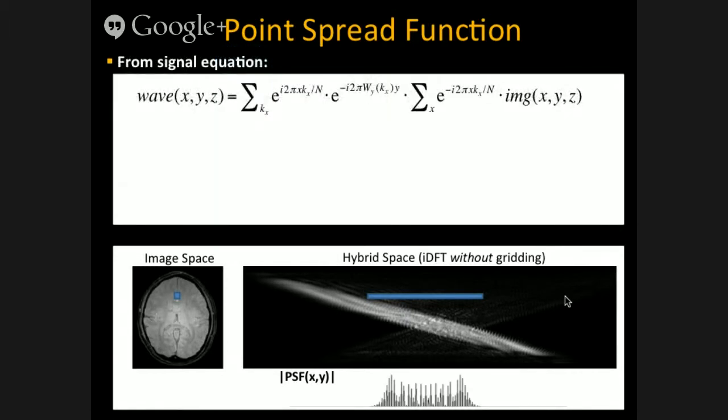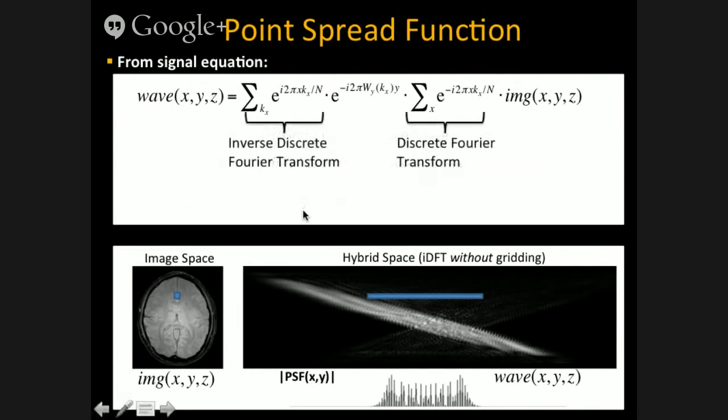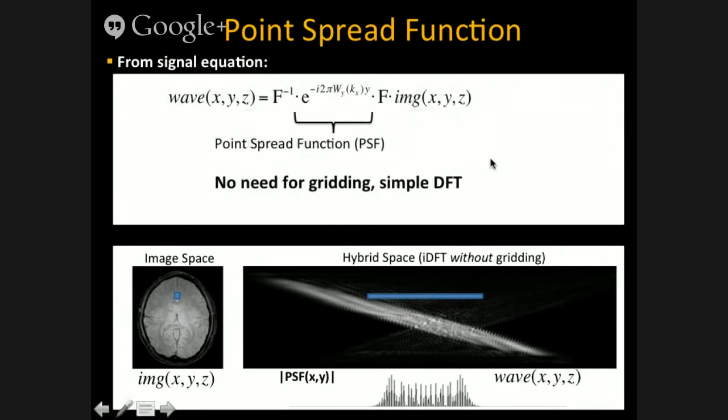This can be explained if we start from the signal equation, and we get something that looks particularly complicated. Here, wave is our wave image that we acquired. IMG is our underlying magnetization that we would like to recover. And W is our K-space trajectory, which is simply the integration of this sinusoidal trajectory. If we recognize this inner and outer summations as inverse and forward DFT, we can simplify this a bit more and get this expression.